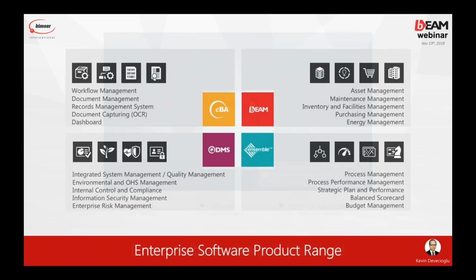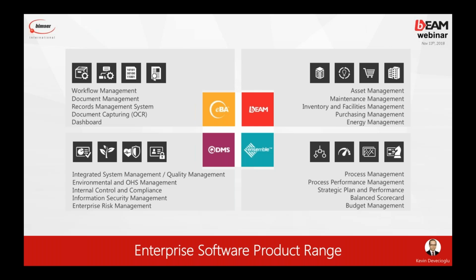So let's take a look at our product range. We are a very focused company as an enterprise software maker. We only have 4 products, and that's what we focus on. We have IBA for workflow and records management. We have BEAM for asset maintenance, facility, and purchase management operations. We have QDMS for quality, risk, and compliance management. And finally, we have Ensemble for business process management.